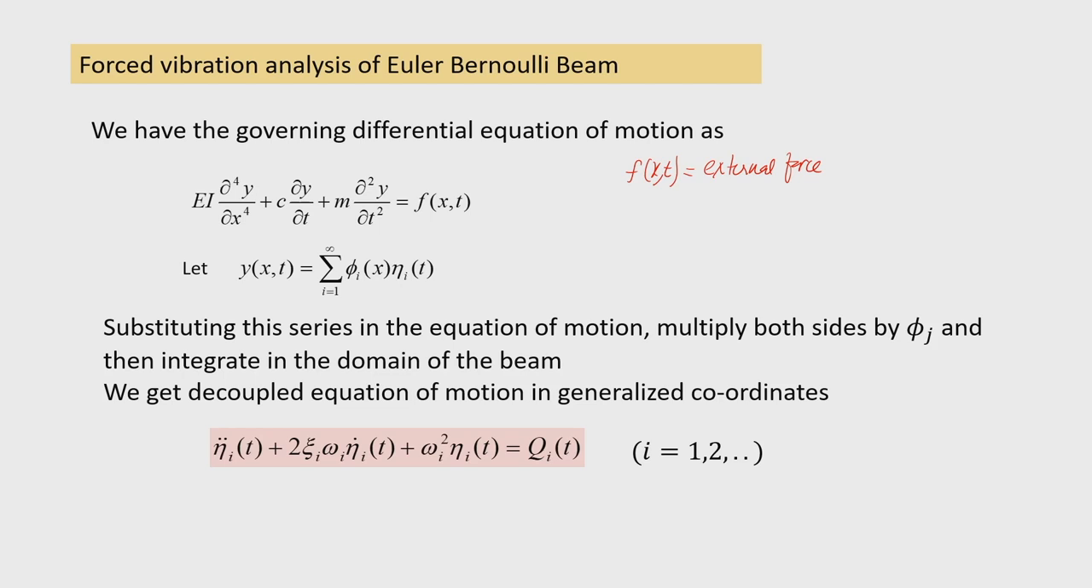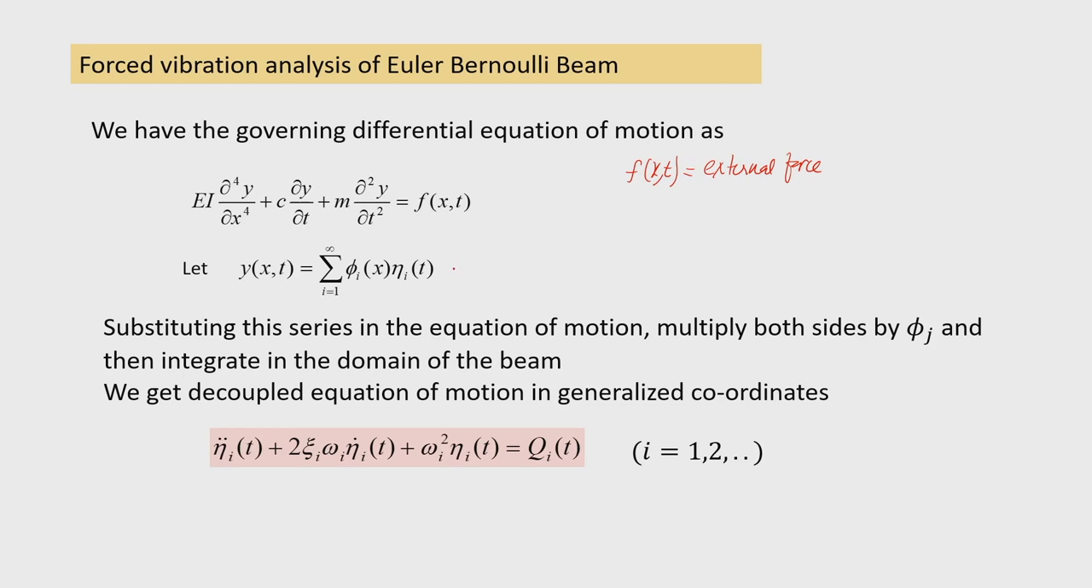So according to the mode superposition principle, one can write y(x,t) equal to the summation of φ_i(x) η_i(t), where η_i(t) is the generalized coordinate and φ_i(x) is the mode shape at the ith natural frequency. So η is the generalized coordinate corresponding to the ith mode. If I sum up the product of mode shape function and the generalized time-dependent coordinate, then I will get the response at the time instant t at location x. That means the response is built up with the summation of the product of mode shape function and generalized coordinate.